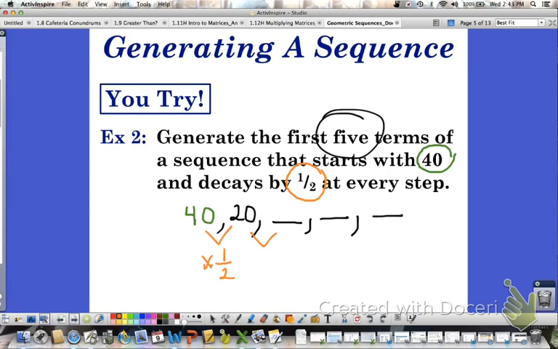So half of 20 is 10. Half of 10 is 5. And then half of 5 is 2.5. You can write 5 over 2 for your answer, or if you want, you can write 2.5. Doesn't really matter.